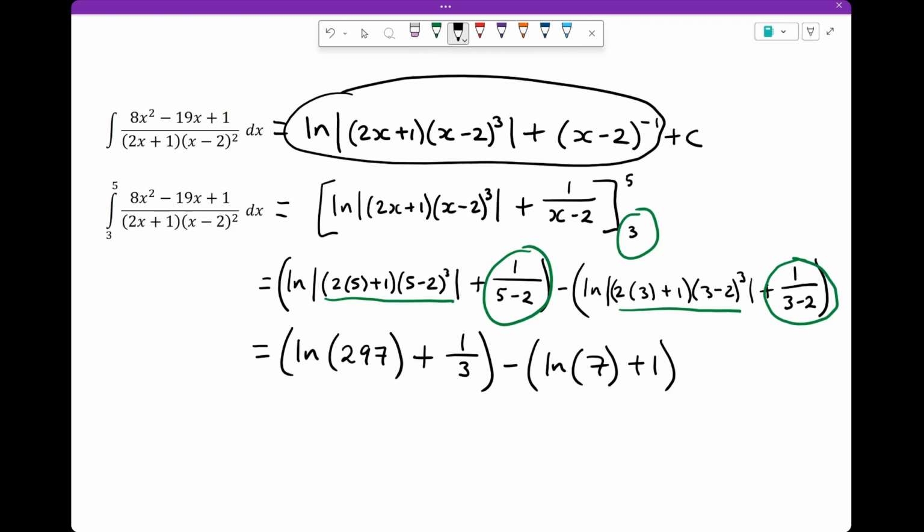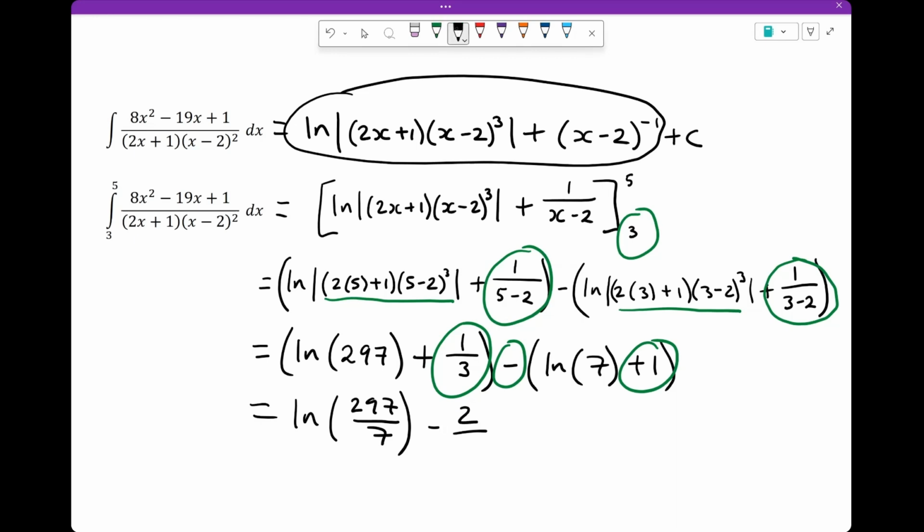Now let's think about which terms we can simplify together here. Okay, we'll start with our natural logarithm terms, so this one here and this one here, and they're being subtracted. Therefore, I can divide the 297 and the 7. So I would get the natural logarithm of 297 divided by 7. And then we've also got the 1/3 subtract the 1. So that's going to give me negative 2/3. And this here would be my final answer as an exact value. There's nothing more that you can do with that.